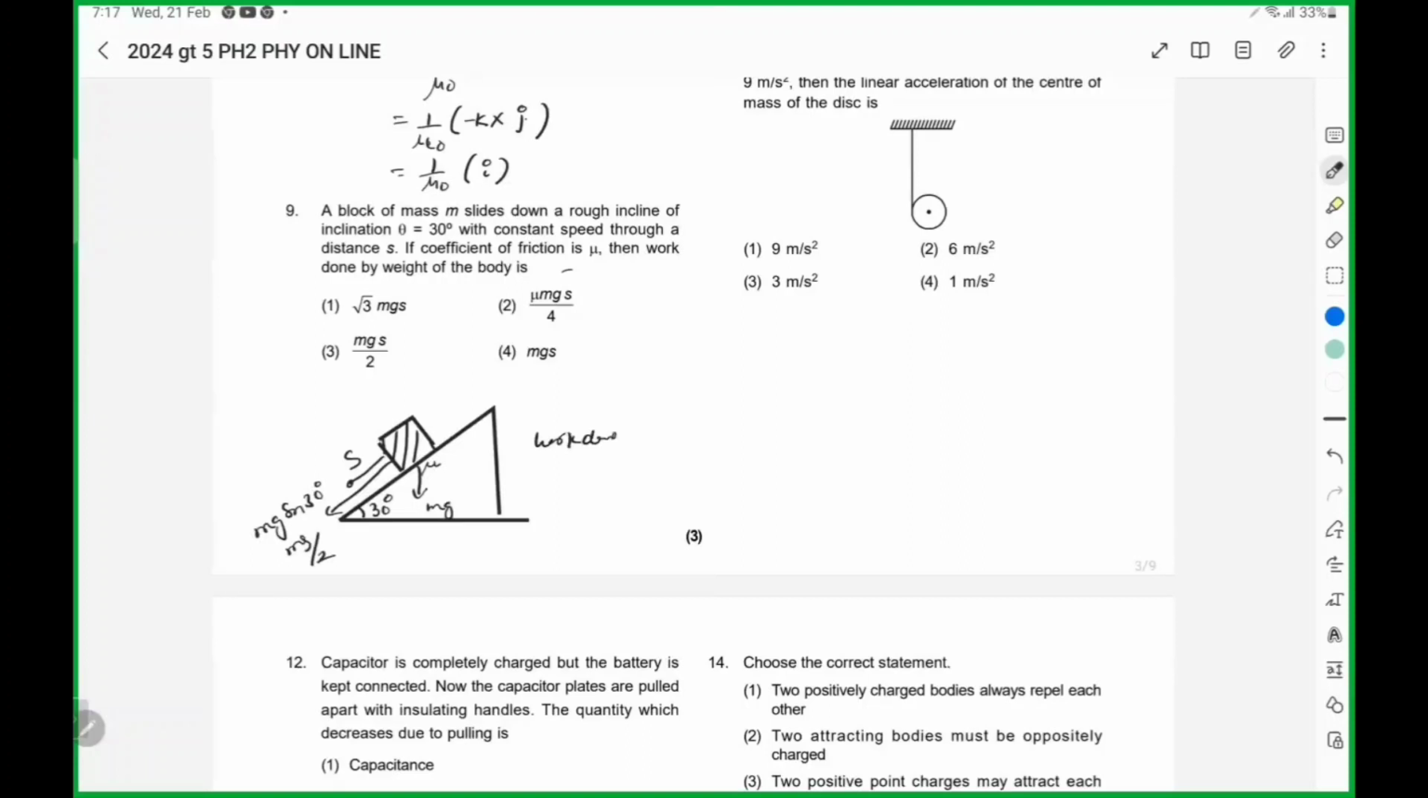Work done by weight is nothing but F into S, mg by 2 into S. That is mgS by 2. Work done by friction means that gives you a different answer.